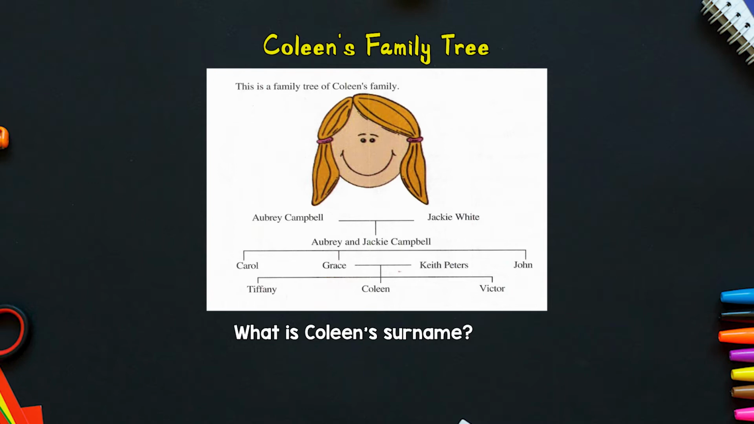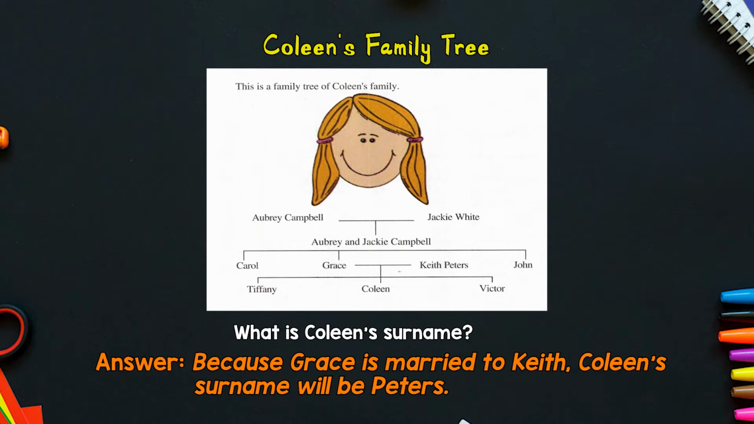What about Colleen's surname? Would she be Campbell? No, she wouldn't. Because Grace is married to Keith, Colleen's surname will be Peters. Remember, Keith is Colleen's father.